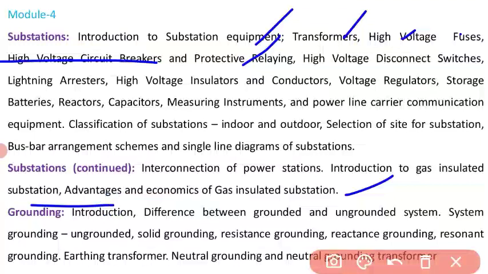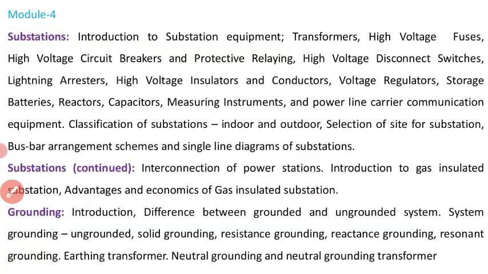Next is grounding. In grounding, the difference between grounded and ungrounded systems, and power system grounding; the syllabus is given here. The difference between grounded and ungrounded systems, system grounding, ungrounded, solid grounding, different types of grounding we are going to study here.